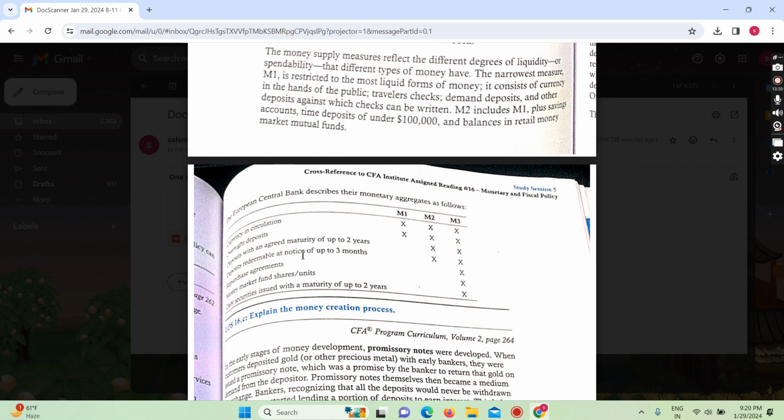It is the most liquid and it covers the currency in circulation as well as overnight deposits. So currency in circulation plus demand deposits plus other deposits is covered by overnight deposits. What does M1 include? It consists of currency in circulation as well as the overnight deposits, which we can call demand deposits.